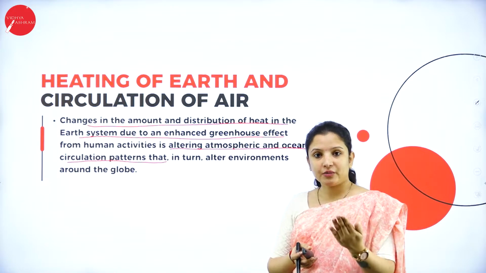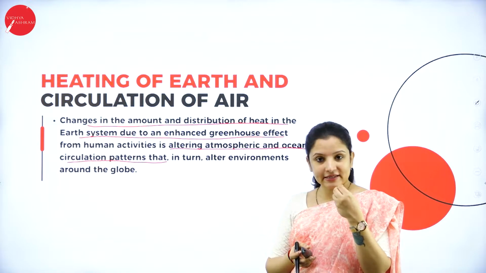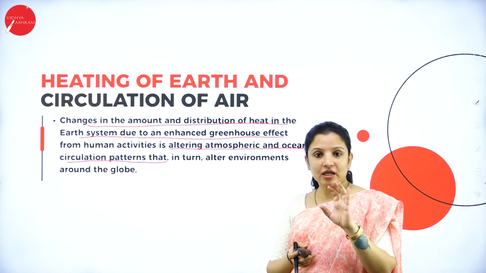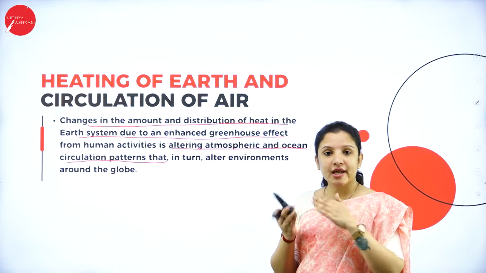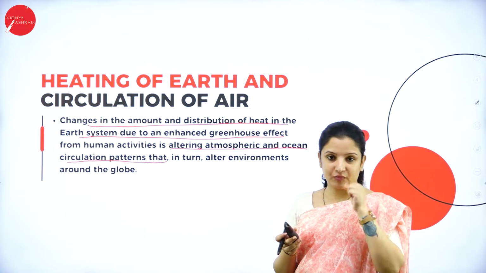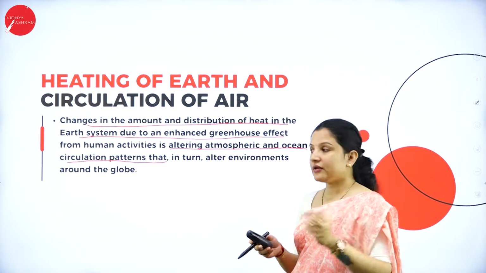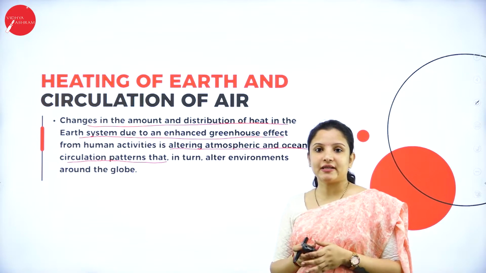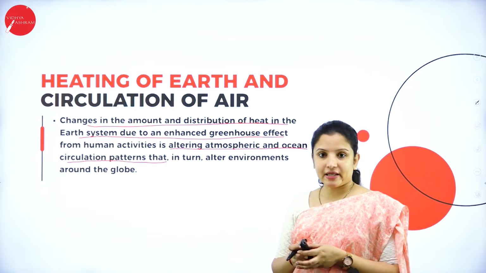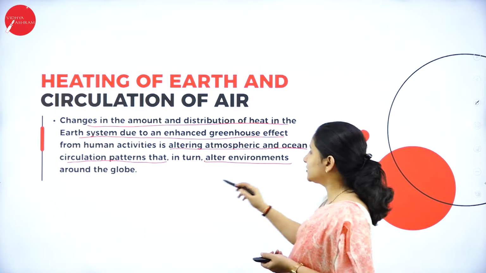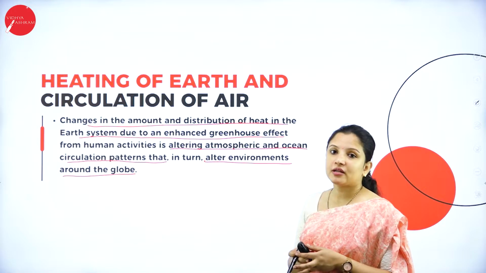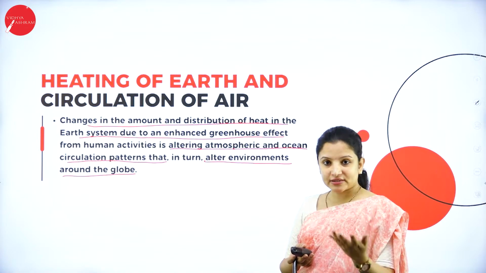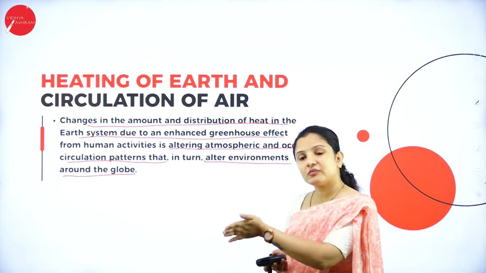Now, because we human beings are causing a lot of pollution, especially air pollution, wherein we are filling the air with carbon dioxide and other greenhouse gases, it is causing a change in the pattern or the amount of heat that is being absorbed and the amount of heat that is being given out. So this causes a great variation in the atmospheric as well as the ocean circulation pattern, and in turn it alters or affects the environment or the climate around the globe. Because at a particular season, somewhere that might have to receive rain will not receive the rain, and another region might receive the rain.